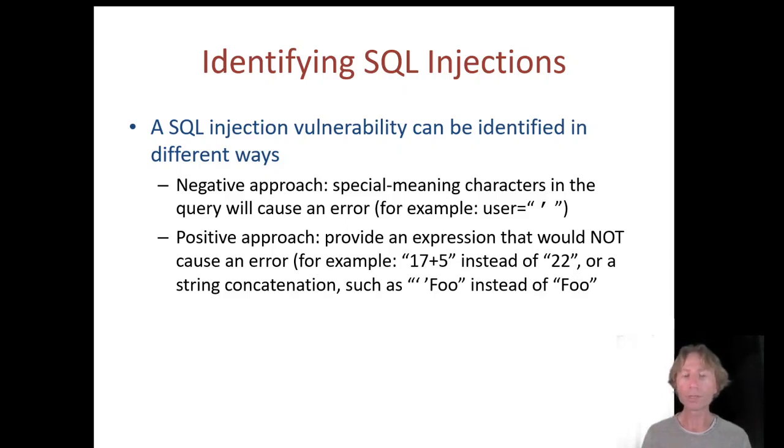A positive approach does exactly the opposite. So now we use these special things to create something that does not cause an error. For instance, we provide some numbers that are combined with a plus to get a query that amounts to the same thing as the sum total of it, right? So 17 plus 5 instead of 22. Or indeed, when we provide string concatenation, such as the example shown here, we have tick tick and foo instead of foo. Does it actually generate the same result? Okay, no errors, but still an indication of vulnerability.